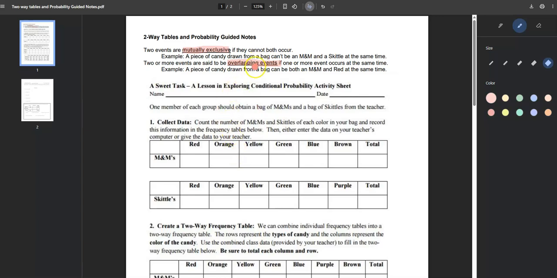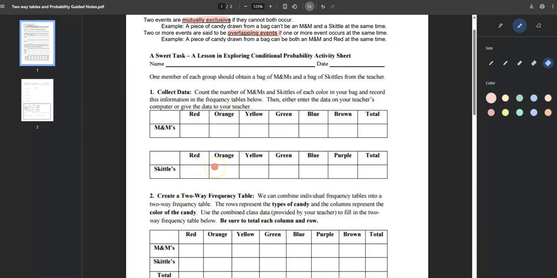An overlapping event would be a candy that is red. You can get a red M&M and a red Skittle at the same time. So those would be overlapping, the candy being red. Or the candy being orange. Those are overlapping events as well because of that. Okay?